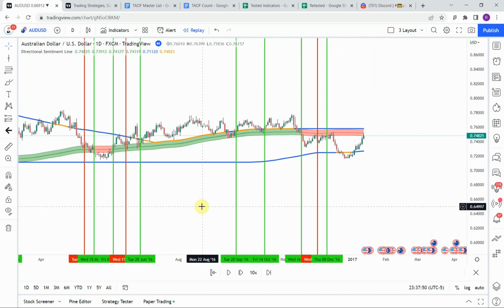So like I said, all in all, a pretty solid indicator. This one is going to go on the yes list, and we will move on to the next indicator from here.